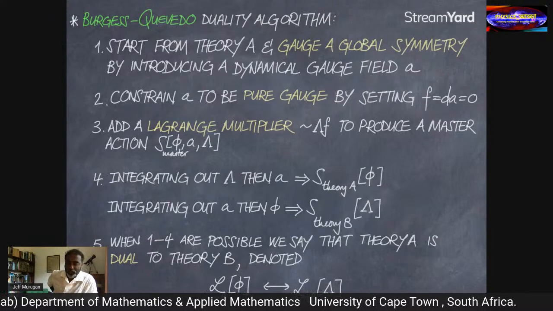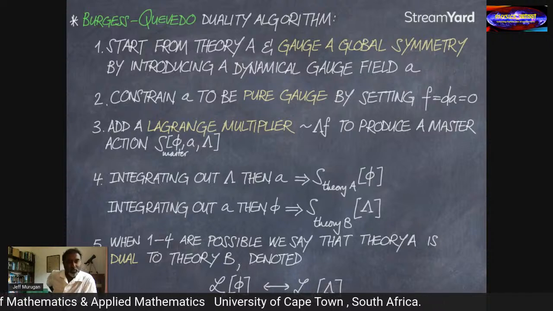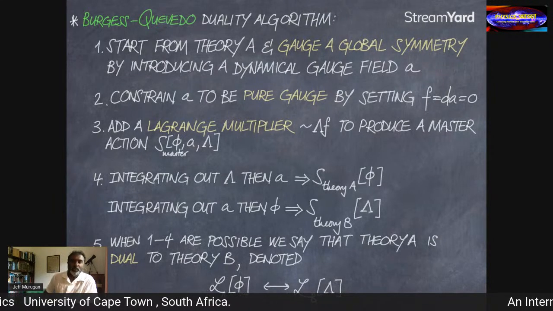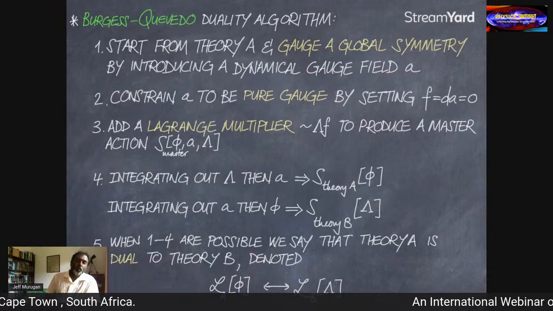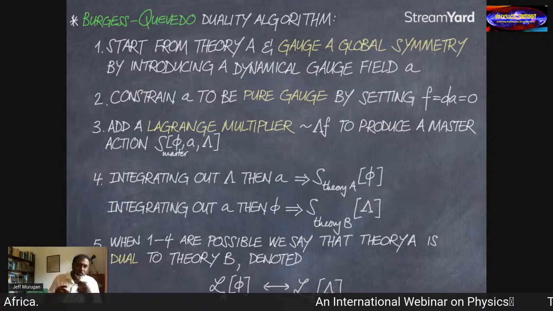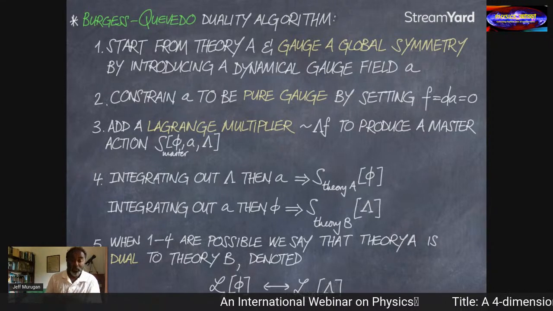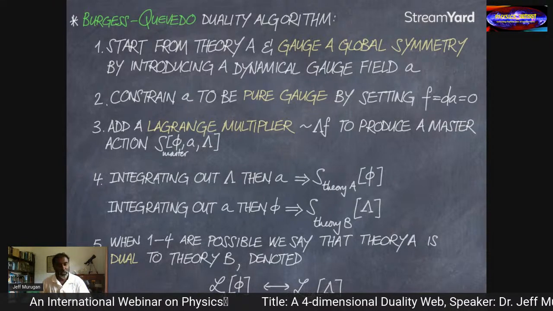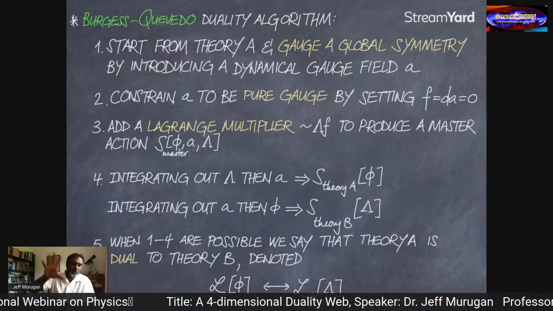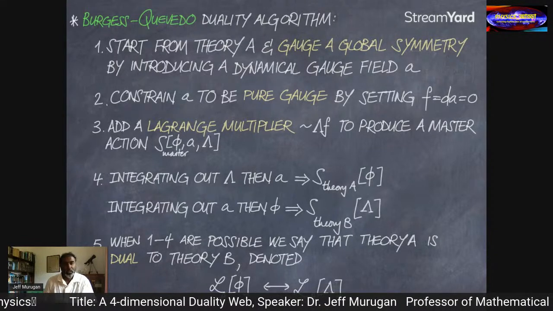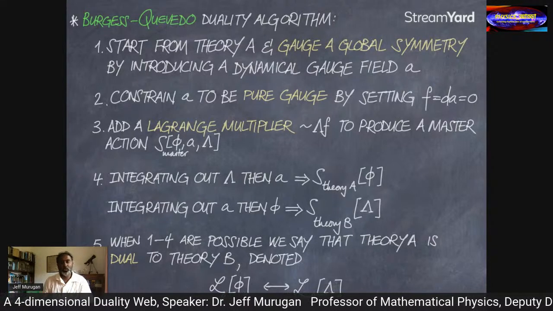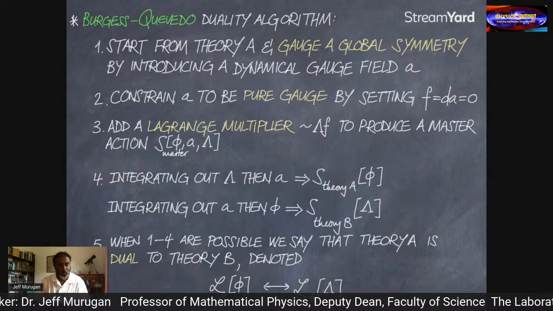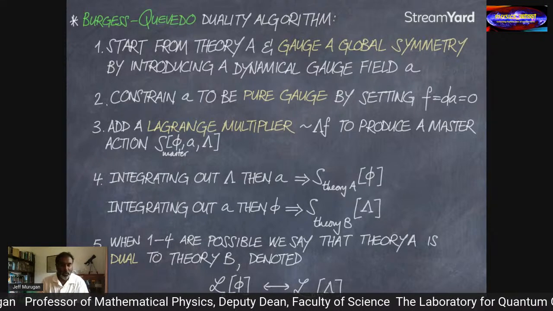This actually goes back to some beautiful work by Cliff Burgess and Fernando Quevedo, where in trying to understand these dualities, they actually wrote down an algorithm to dualize these theories. And the algorithm goes as follows. So suppose I start from theory A. So I have its partition function Z_A, and it's got some global symmetry. And we're going to assume that all the symmetries here are abelian, so some global U(1) symmetry.